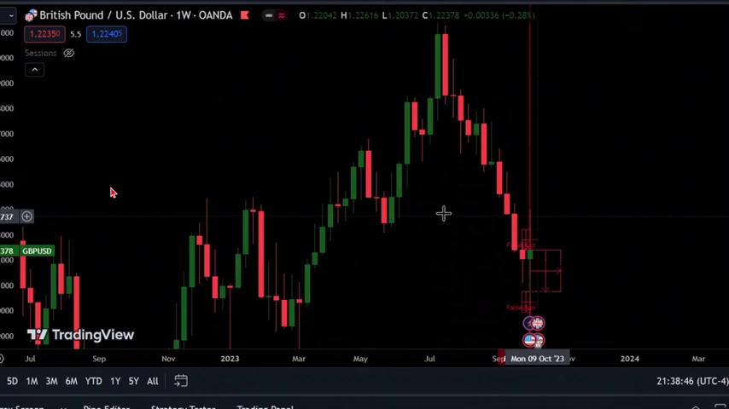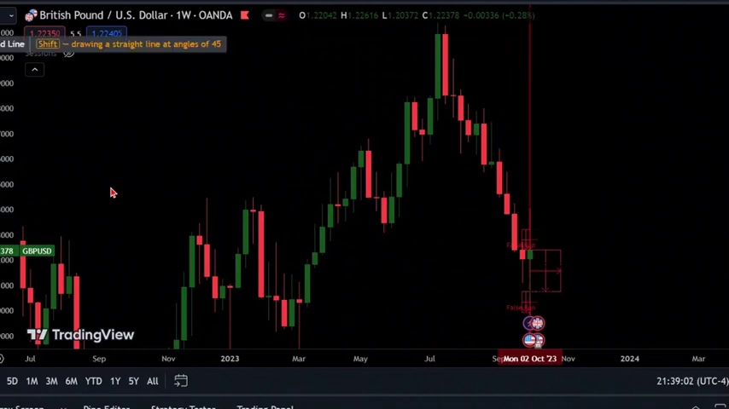Exactly. Okay, so now we need to mark up the order blocks and the breakers. So go ahead and put a line. You need to draw a line from that red candle all the way to the right and label it breaker, bearish breaker. I guess you can mark up both of them.